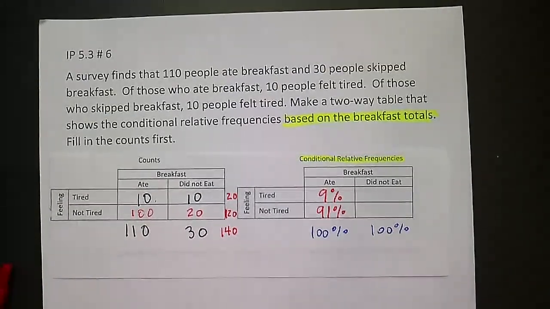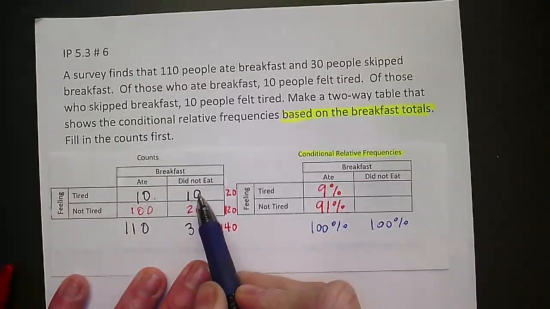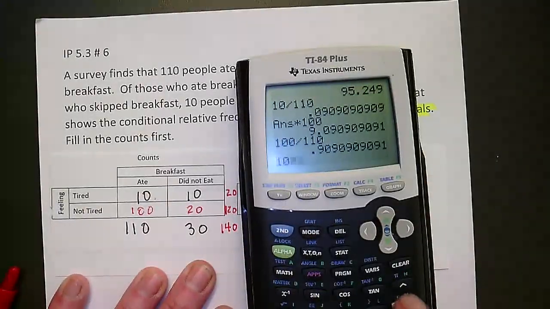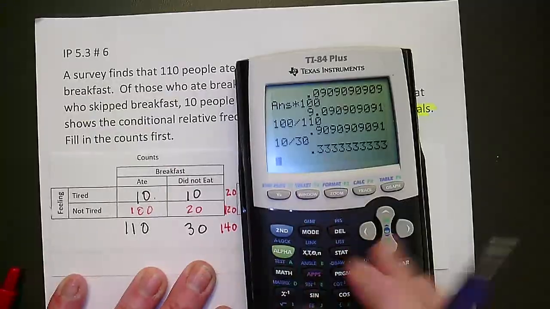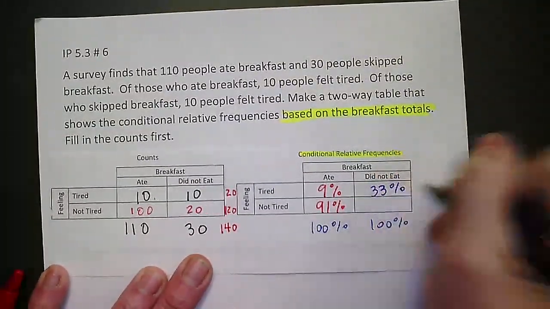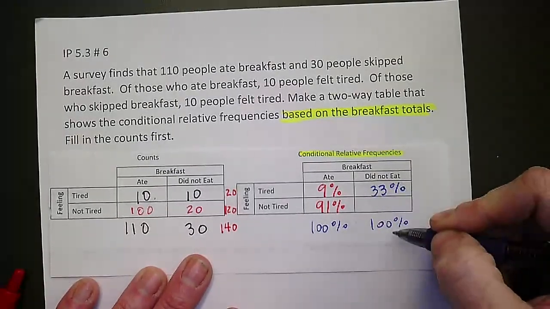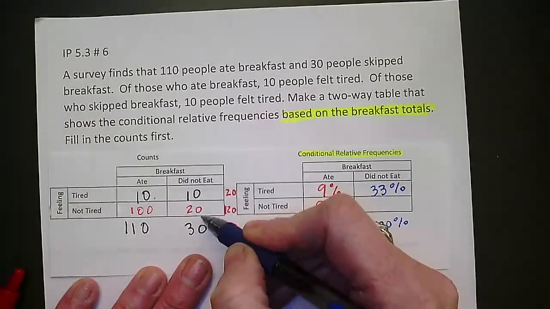Now we're going to do the same idea here, but with the did not eat breakfast. So this is 10 people out of 30 who did not eat breakfast. 10 divided by 30, that is 33.3%. We're going to round that to about 33%. 0.33 times 100, 33%. Now again, it's got to total up to 100% because out of the did not eats, you either are tired or not. But we'll do the math over here to confirm.